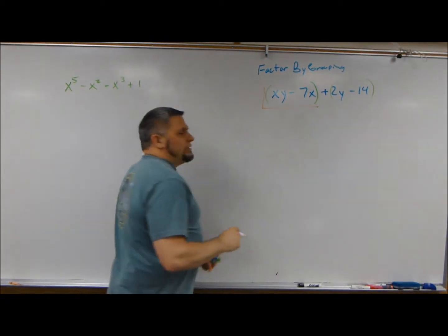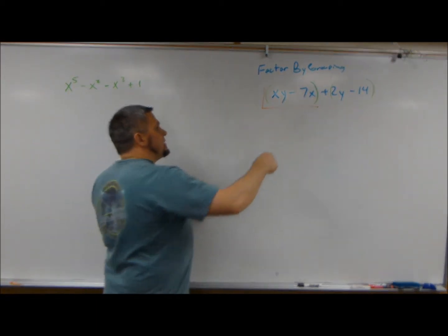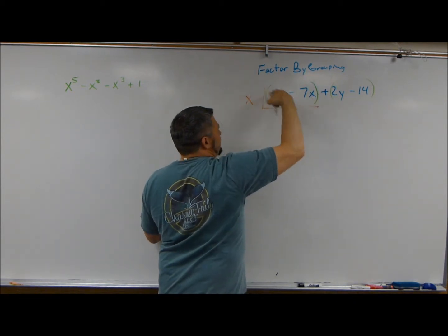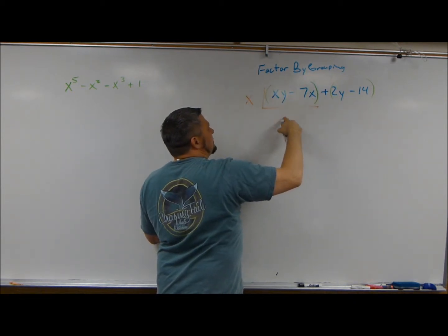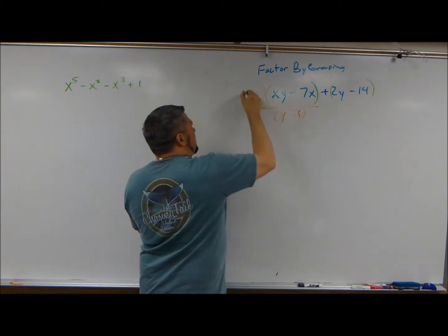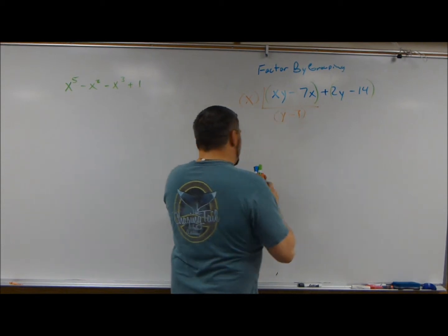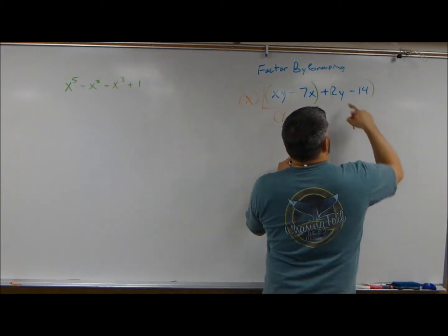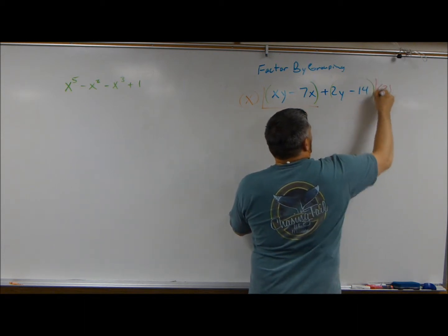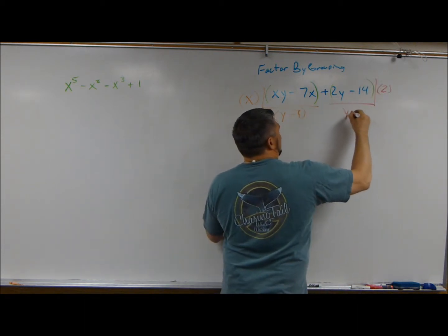So I'm going to pull out a GCF here, the same way we used to. Oh, there's an X there. And when I pull out the X, what's left? Y minus 7. Okay? So there's that. And then with this one, I'm going to pull out a 2. And so what's left? Y minus 7.